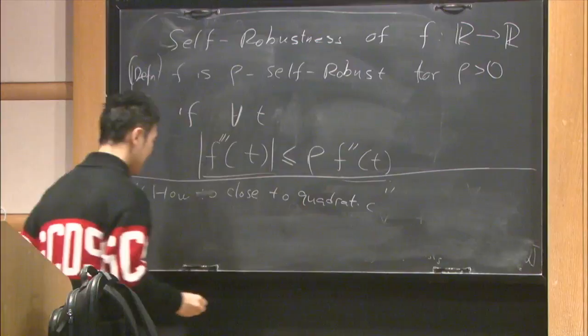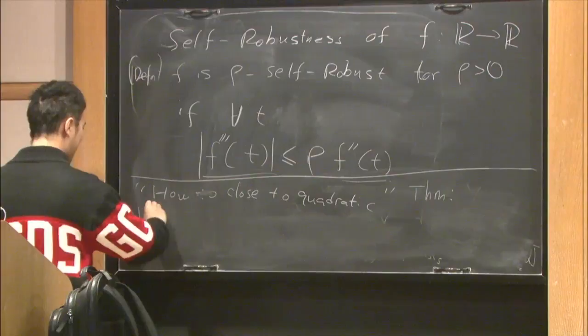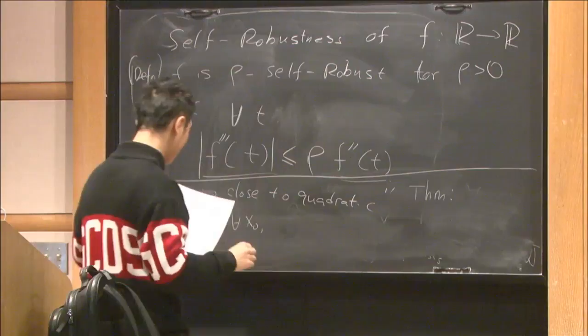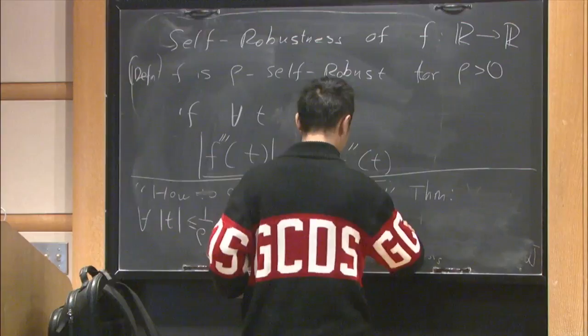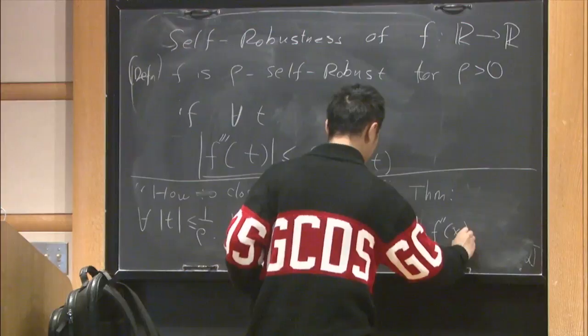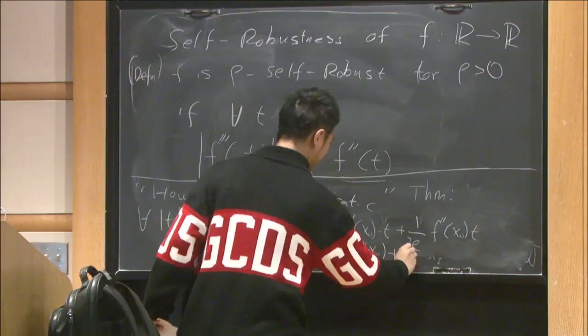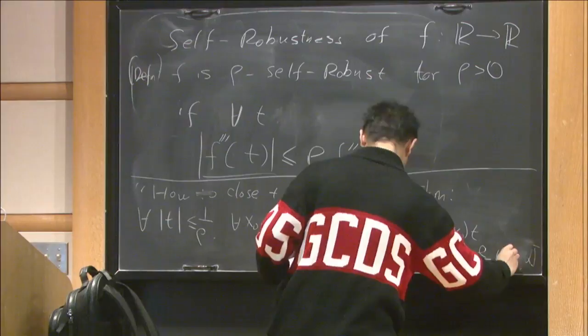And the theorem says that for every t of norm smaller or equal to 1 over rho, and for every x0, we have f(x0) plus f prime at x0 times t plus 1 over 2e times f double prime at x0 times t squared, which is smaller or equal to f(x0 plus t), and that is smaller or equal to f(x0) plus f prime at x0 times t plus e over 2 times f double prime at x0 times t squared.